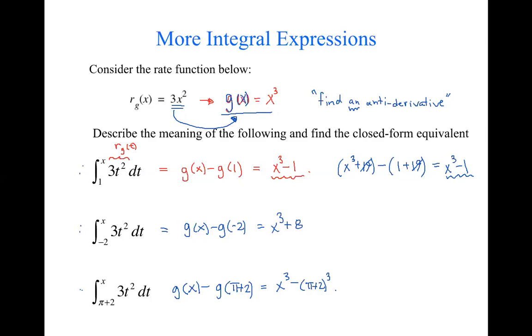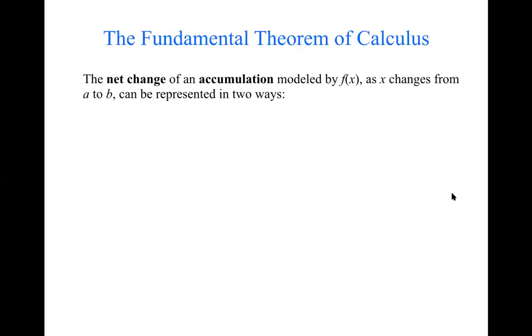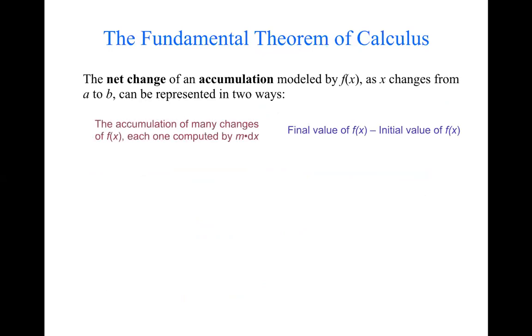Let me go back to, let's see if I can get this to clear. There we go. Net change. So this is our fundamental theorem of calculus. Again, we've talked about this before in several different contexts, but the net change as x changes from A to B can be modeled by two different methods. I can think about the net change of an accumulation F. I can do final minus initial.